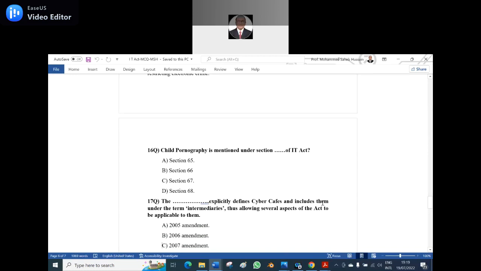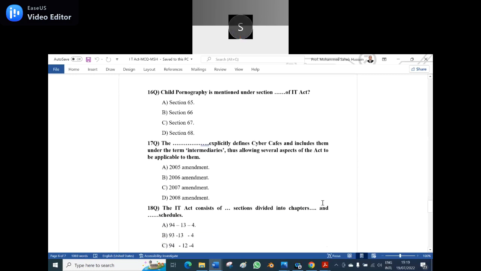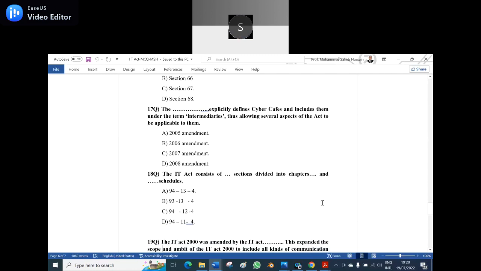Child pornography is mentioned under section dash of the IT Act. We discussed yesterday. Yes, 67, sir. Option C, 67 is the right option. The 17th question: the dash explicitly defines cyber cafes and includes them under the term intermediaries, thus allowing several aspects of the Act to be applicable to them. In which amendment was this made? 2008, option D, sir. 2008 amendment, yes, option D, because it's the biggest amendment.